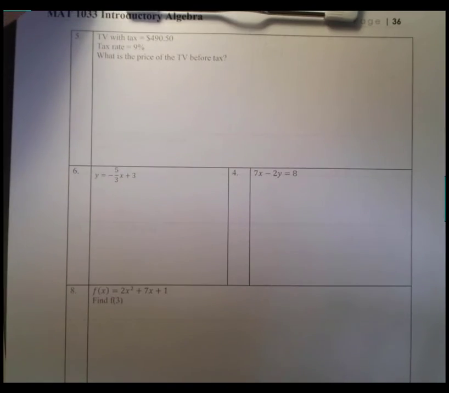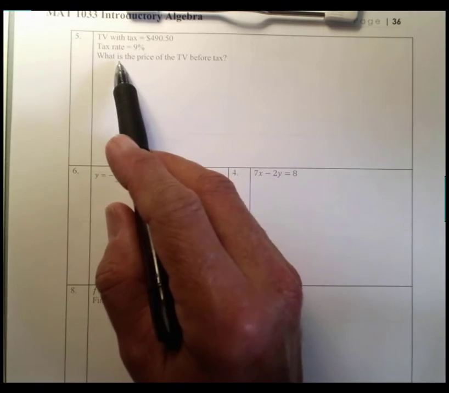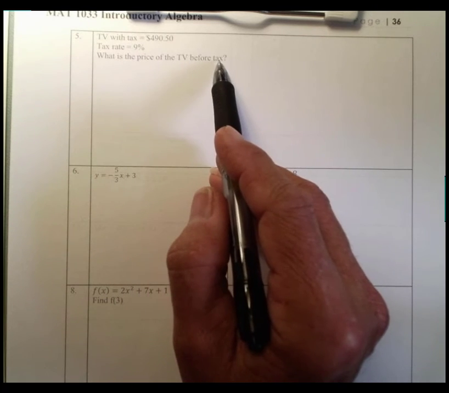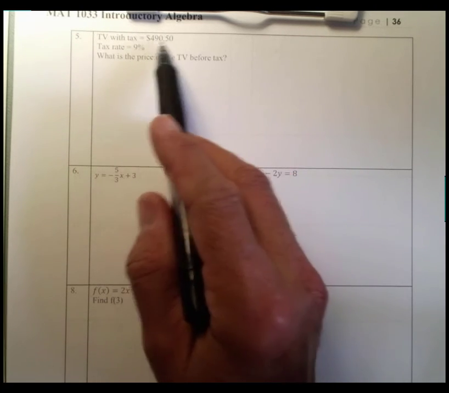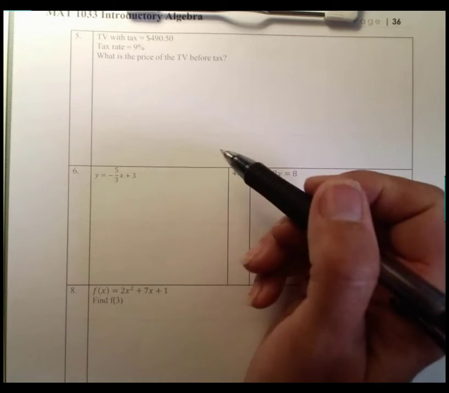Let's look at the next page. And this one is an example of a word problem that we looked at in your homework section. It's asking the price of a television before taxes were paid on it, and the price of the TV plus the tax was $490.50, and we know the tax rate.